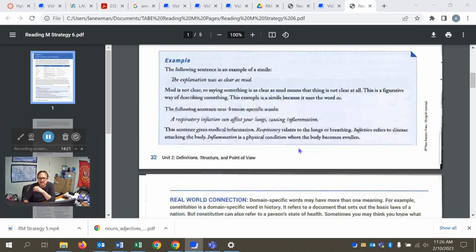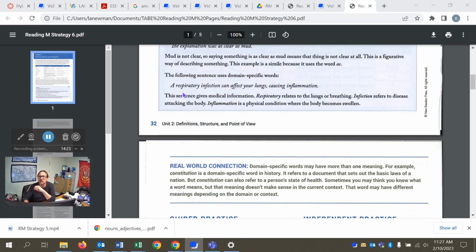Okay, the domain-specific language. A respiratory infection can affect your lungs, causing inflammation. We got a lot of domain-specific terminology there: respiratory, infection, inflammation, probably even lungs. These words can have different meanings in different fields. If you're in computer science, infection might mean a computer virus instead of a medical condition. So words can have slightly different meanings if they're used in different domains.